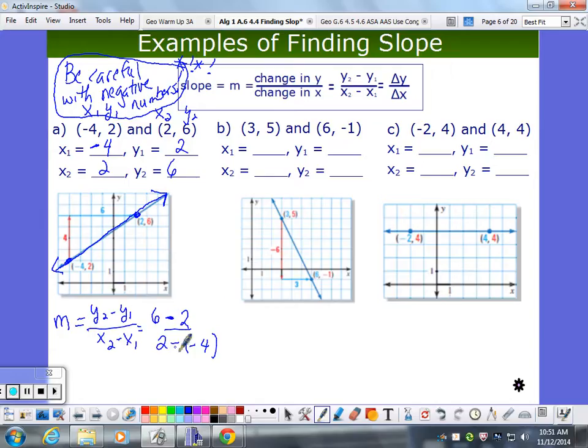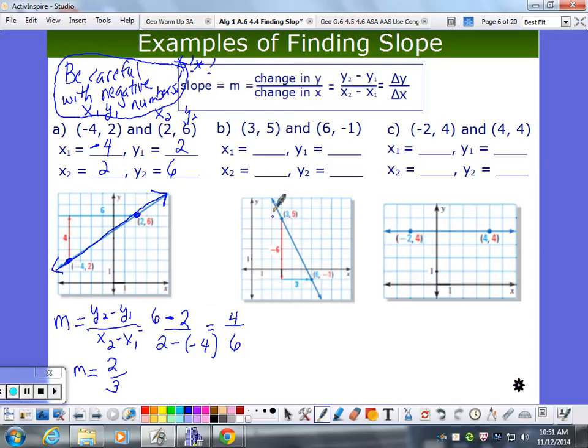Because when you subtract two negatives, what are you really doing? Adding. And I think of multiplication with a negative times a negative. Positive. So what is this? This is 6 minus 2, minus 4. That's 2 plus 4. 6. And am I done? No. 2/3. So my slope of this line is 2/3.